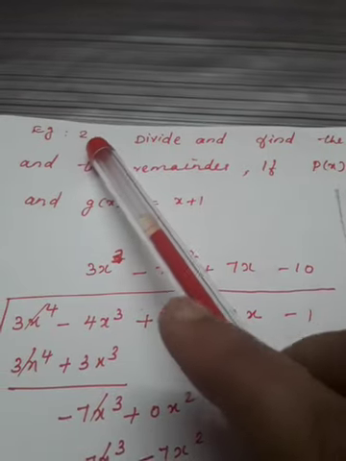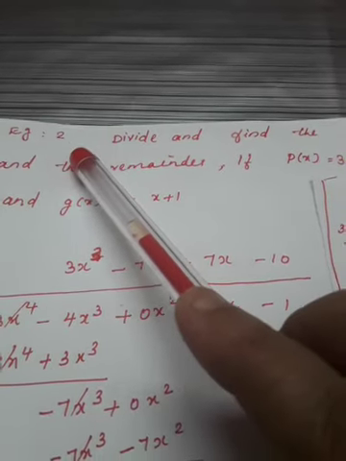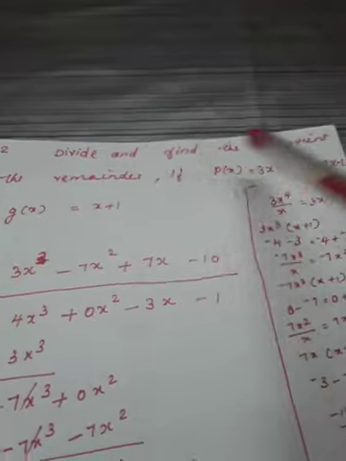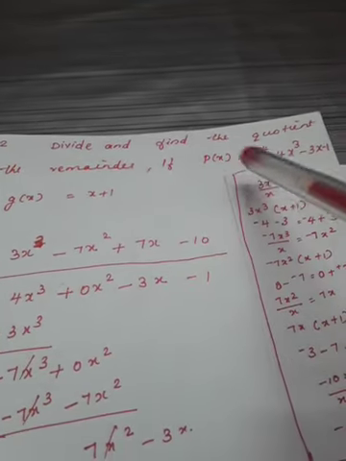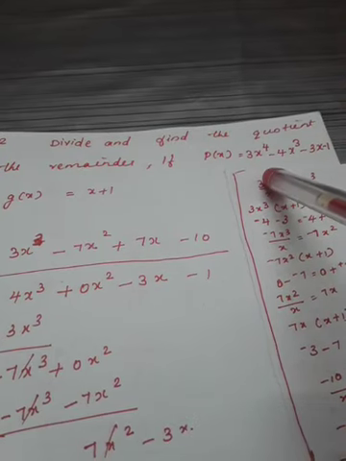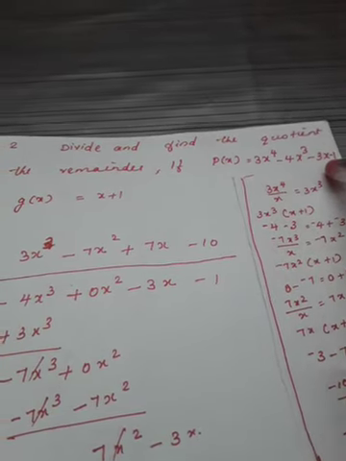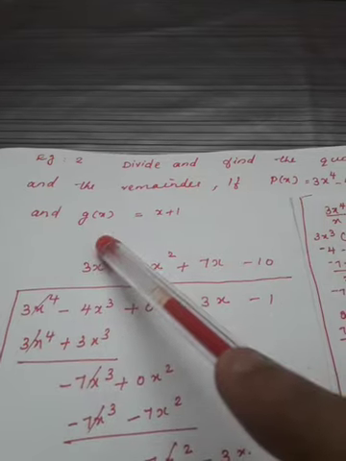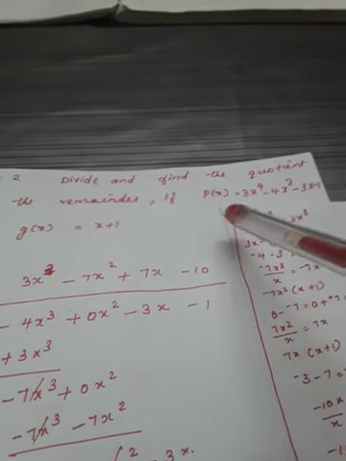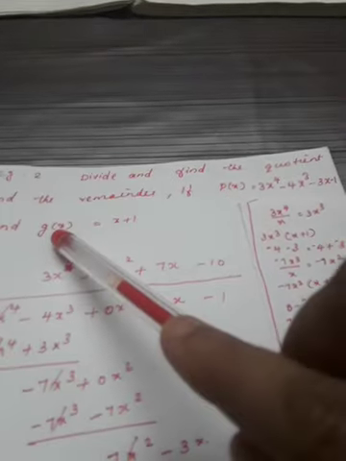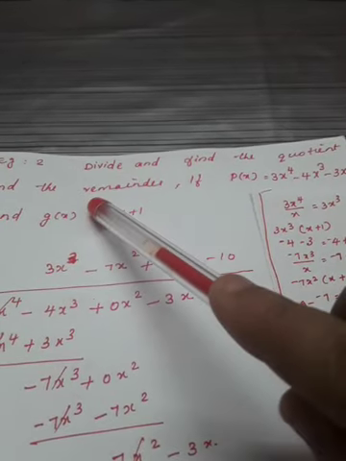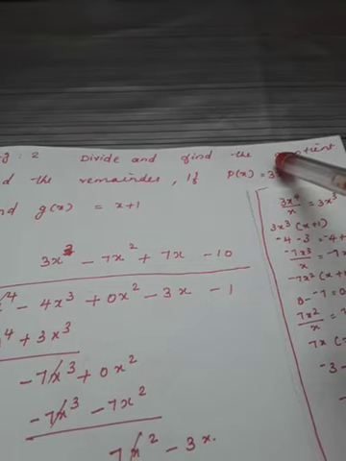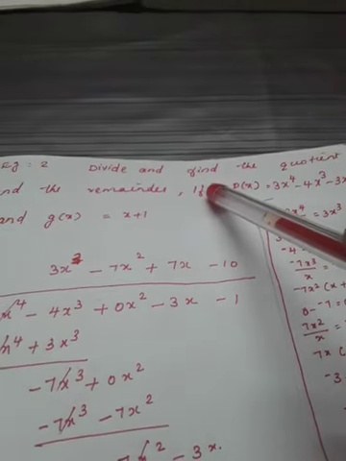Now we can discuss the next example, that is example 2. Divide and find the quotient and the remainder if p of x equals 3x raised to 4 minus 4x cube minus 3x minus 1 and g of x equals x plus 1. This is the dividend and this is the divisor. So here we need to find remainder and quotient. Divide and find. So we should do the long division.